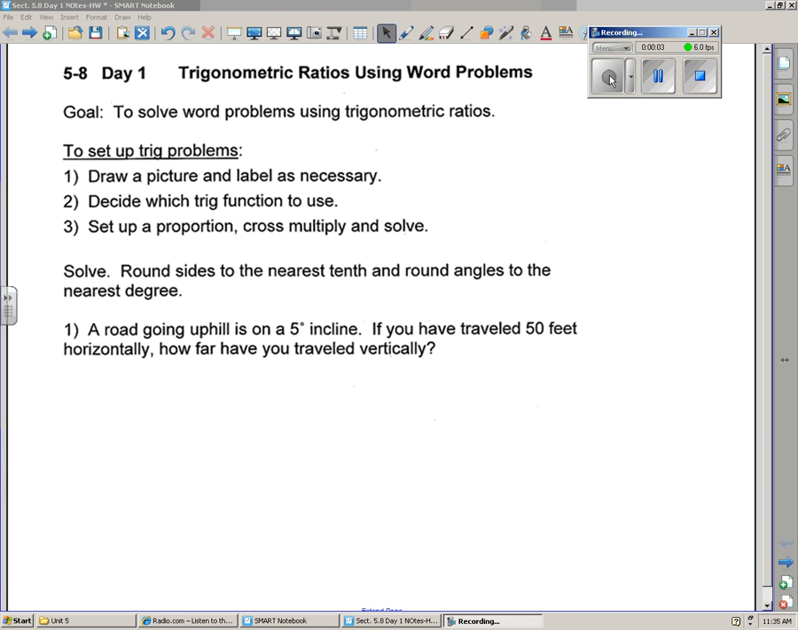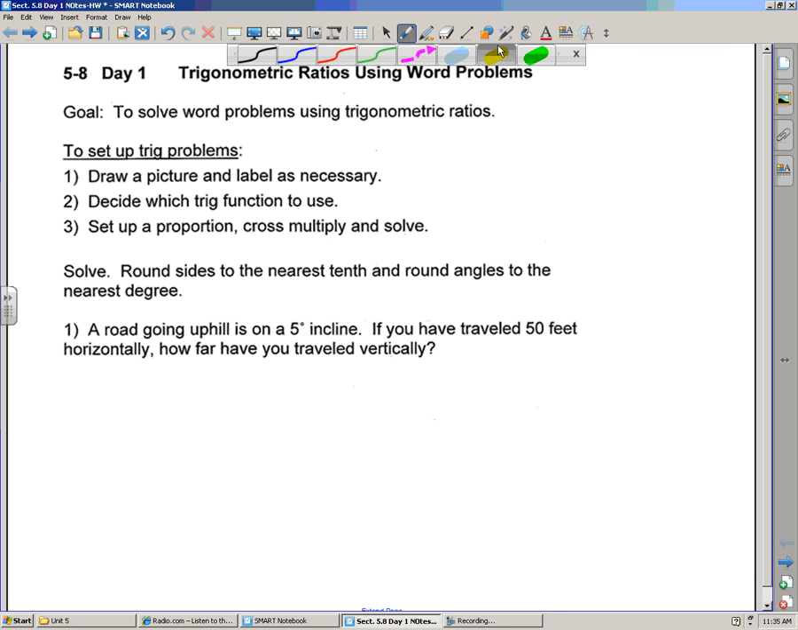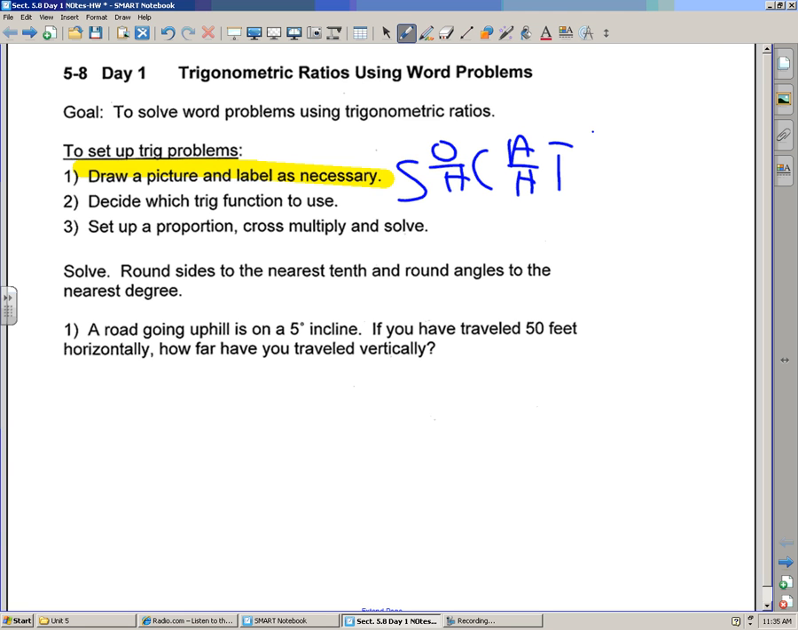Okay, so today we're going to use word problems to set up our own trig problems. What you need to make sure you do is always draw a picture, so you can understand what the words are saying. You're also going to label that picture as necessary and decide which trig function to use. When you deal with trig functions, you're dealing with SOHCAHTOA. Then you set up your proportion, cross multiply and solve.